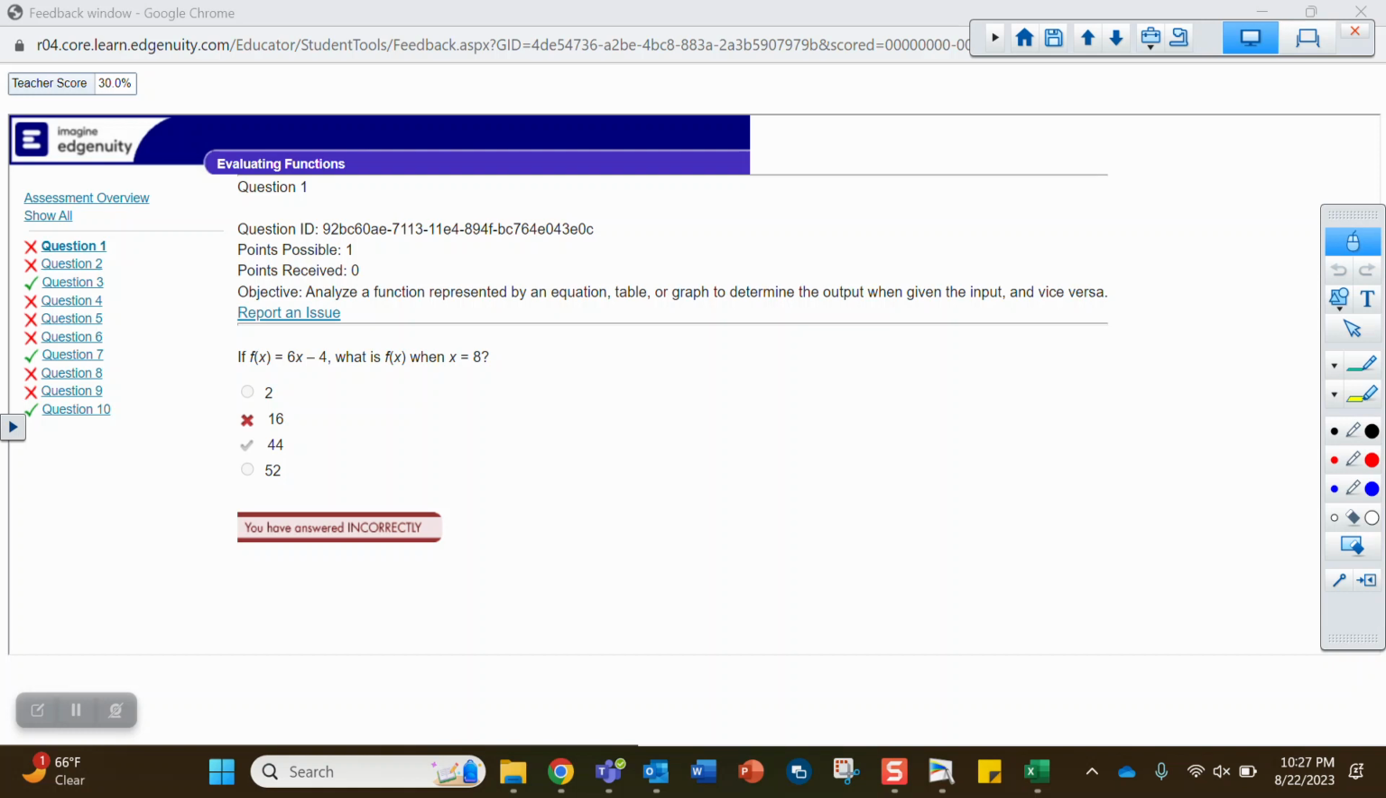And we can go the other way around too. You can be given the output and try to figure out what the input was. We can do that with the equation, which is the example you see here. You can see it off of a graph or a table.